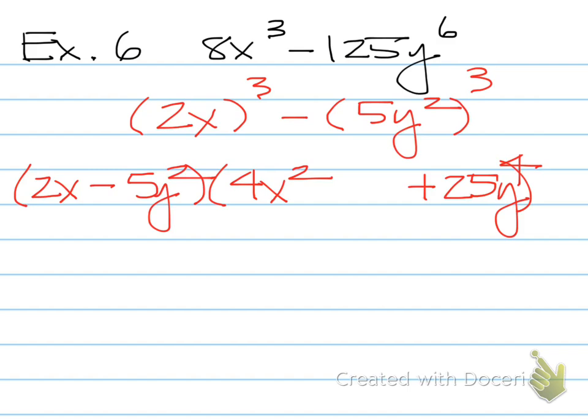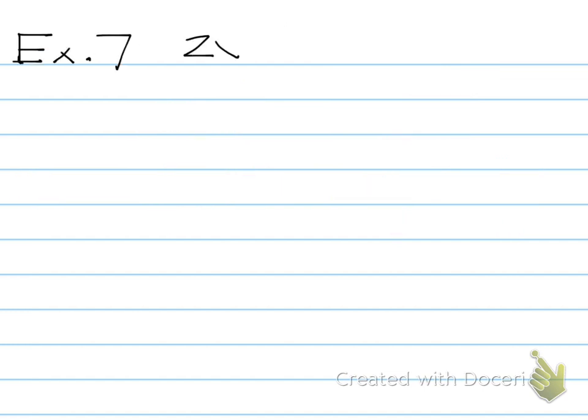And then the middle term is going to be the product of both bases. So 2 times 5 is 10. X times y squared is xy squared, and it's going to be the opposite sign of the binomial. And then we should also check to make sure that we can't factor that trinomial any further. And I don't believe that we can.